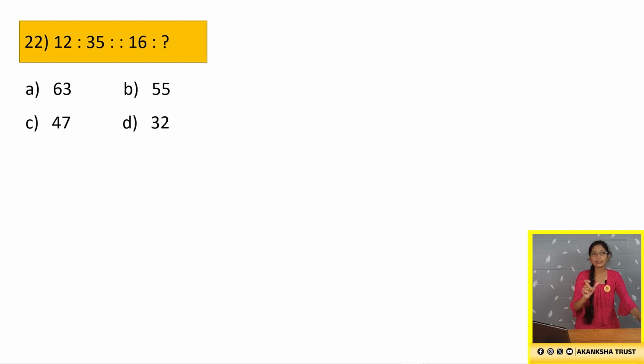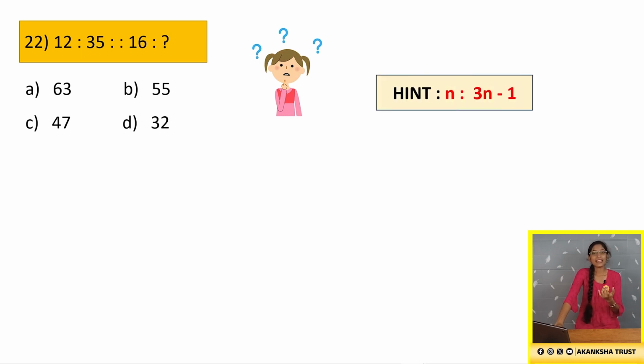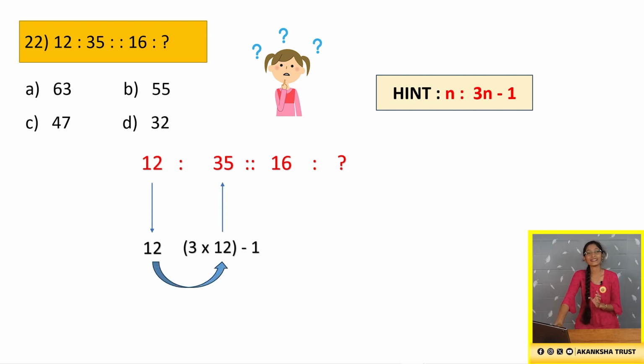12 and 35 is one set and 16 and question mark. We have to find that later. Let's find the relation between 12 and 35. Look here. Can you relate 12 and 36, which is very near to 35? Consider the first number as n; then the relation to find the next number is times 3 and minus 1. 12 into 3, how much? 36. Then 36 minus 1 is 35.